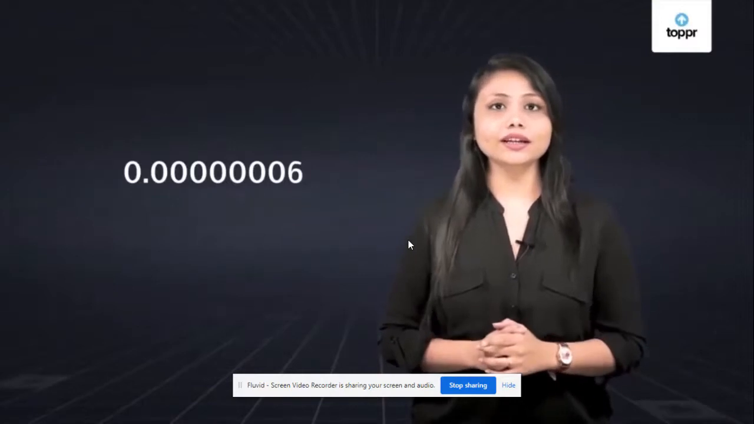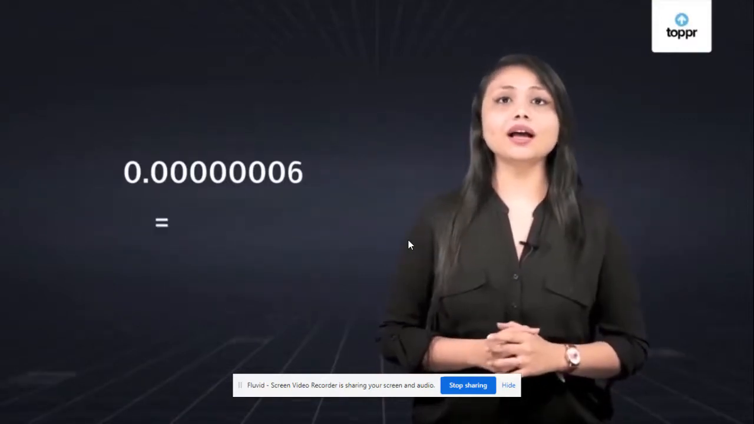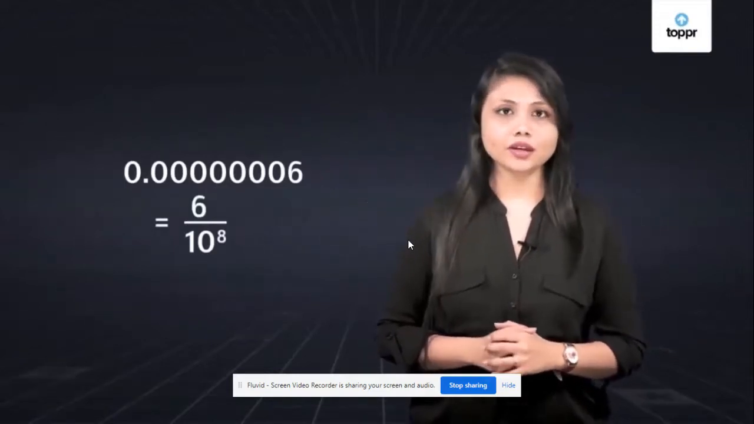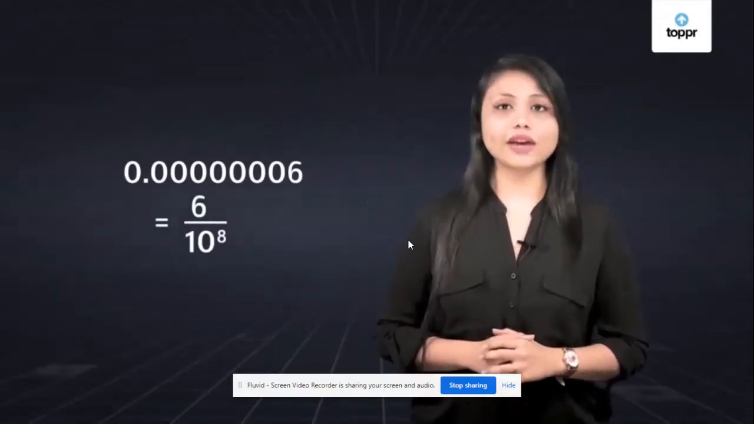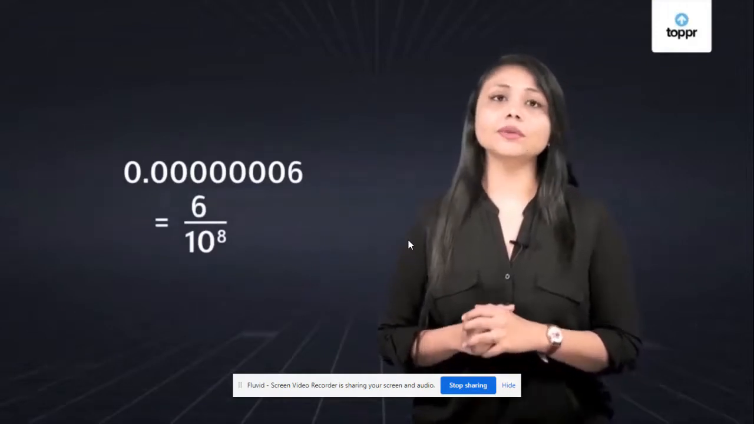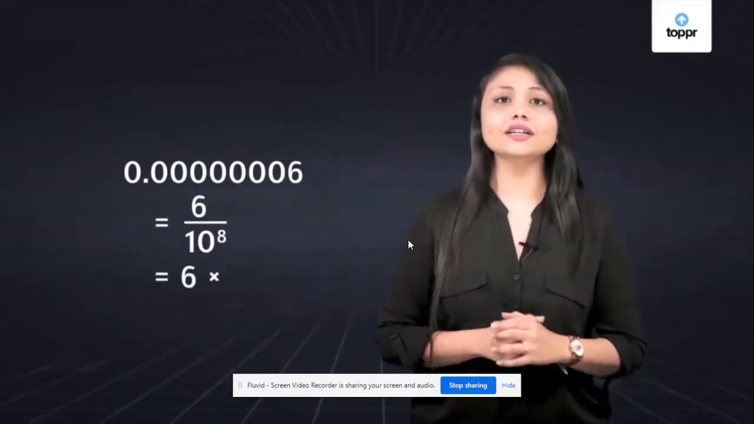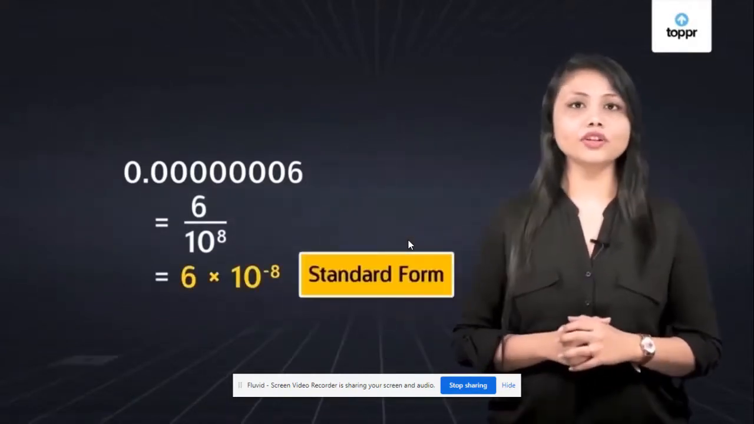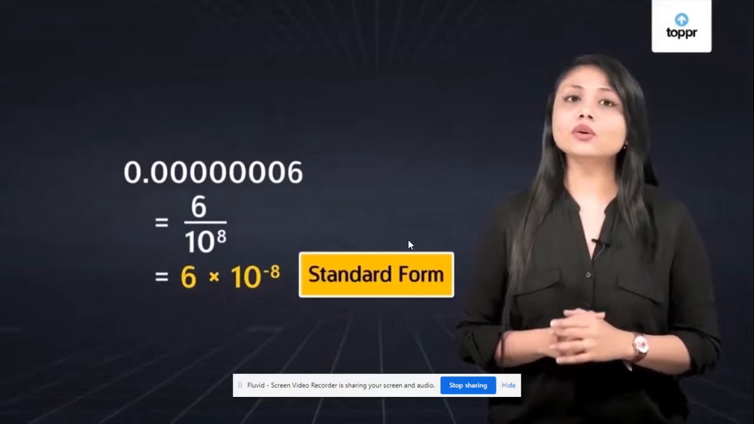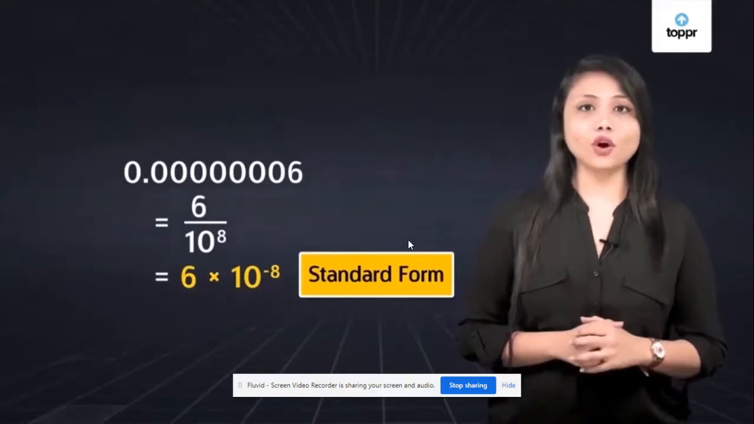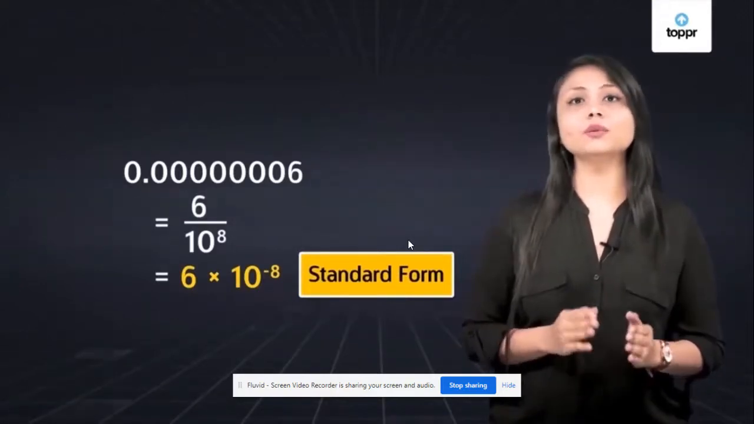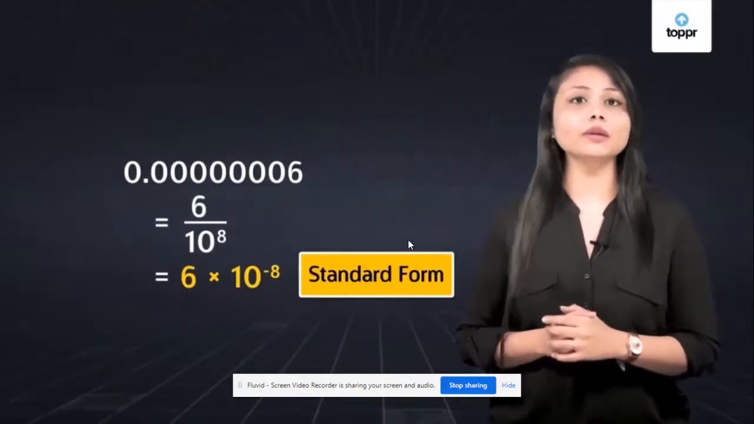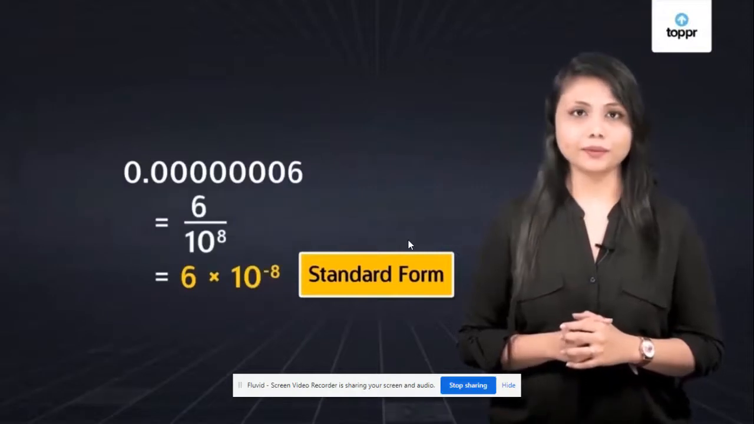In order to do that, let us first write this number as 6 by 10 raised to the power 8 as shown. Using notations of negative exponents, this number can again be written as 6 into 10 raised to the power of minus 8, which is in the standard form of a number. We know that a number is said to be in the standard form if its decimal number is between 1.0 and 10.0, including 1.0, multiplied by an exponent of 10.